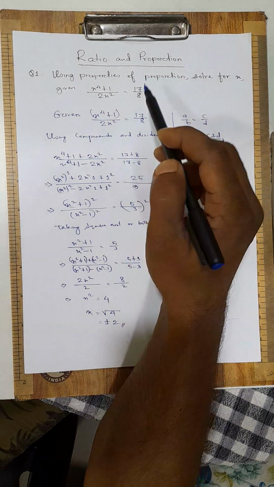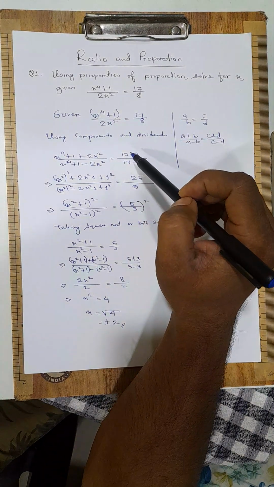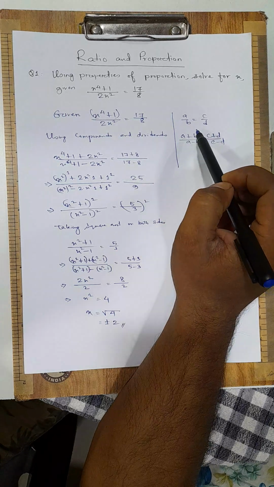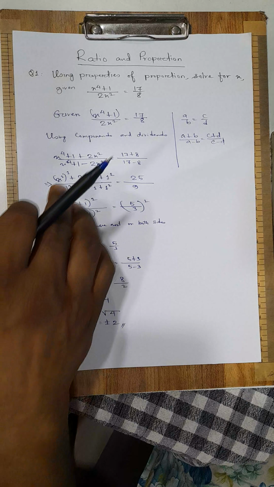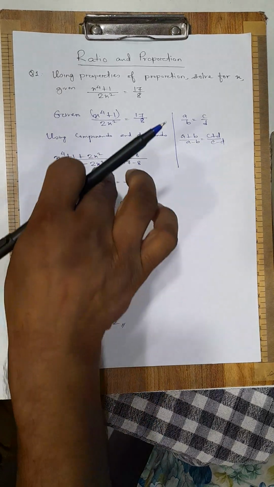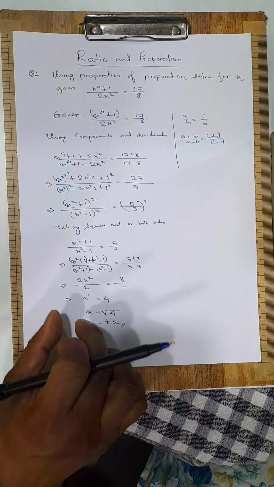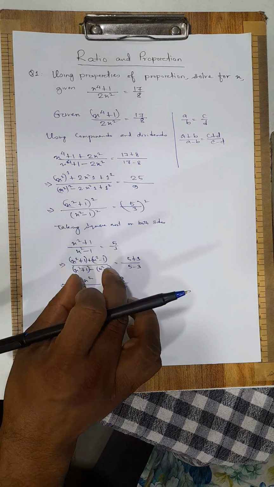So we are solving this equation using the properties of ratio and proportion, using the property of componendo and dividendo. So we are using this property two times here. First in this step, again you are using the same property in this step.